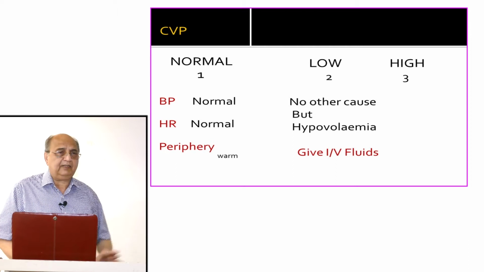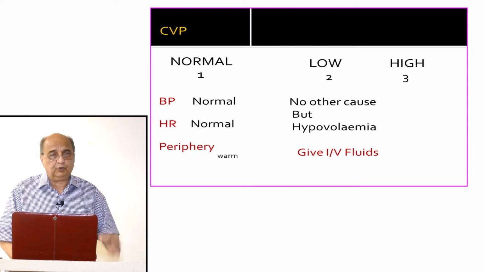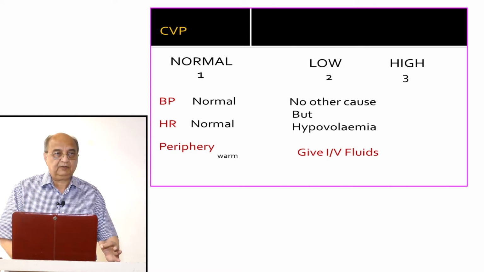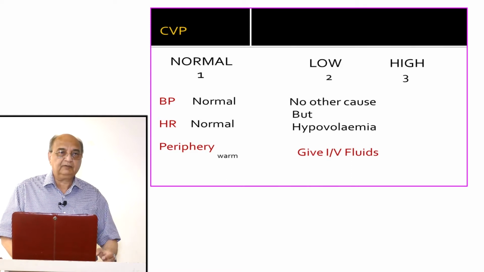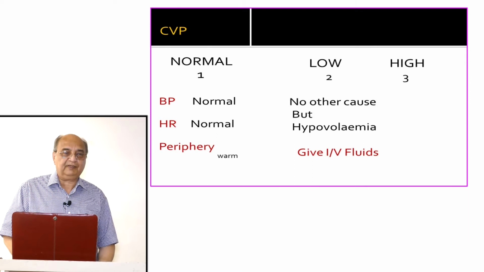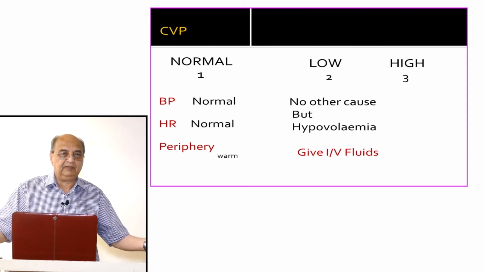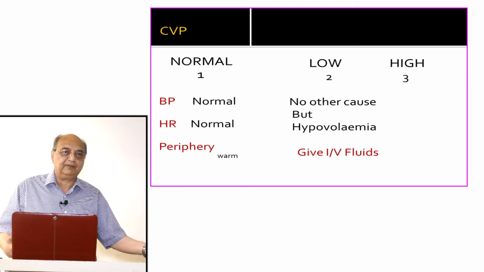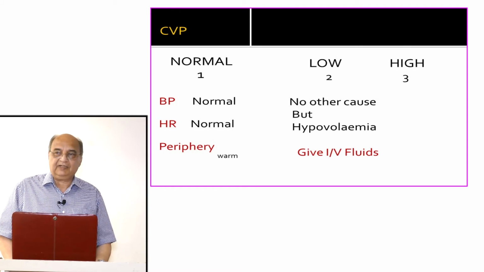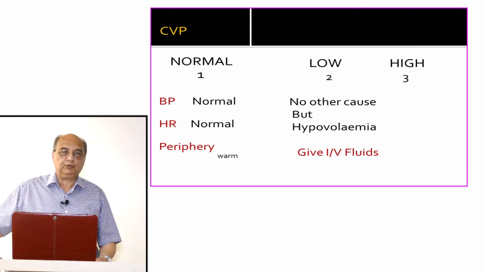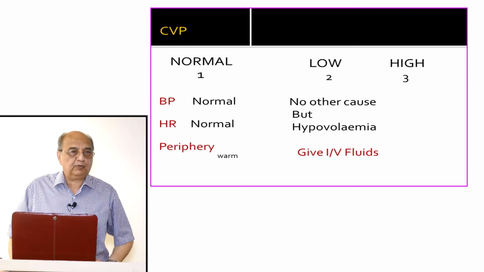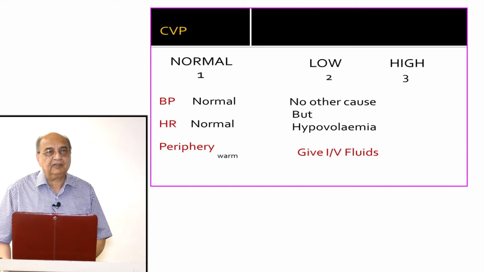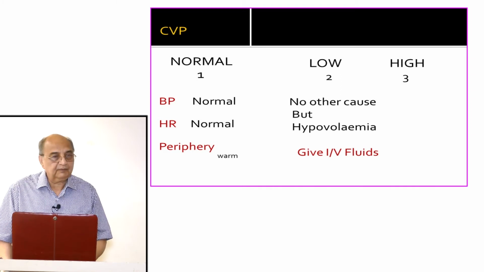You don't have to look at anything else. If the CVP is low, there is no other cause but hypovolemia. Could be relative hypovolemia, could be absolute hypovolemia. Relative means you have increased the capacity, vasodilatation, but the blood volume is normal, so it is relative hypovolemia. Otherwise, if the patient is losing blood, water, electrolytes or other things, that is absolute reduction of blood volume.